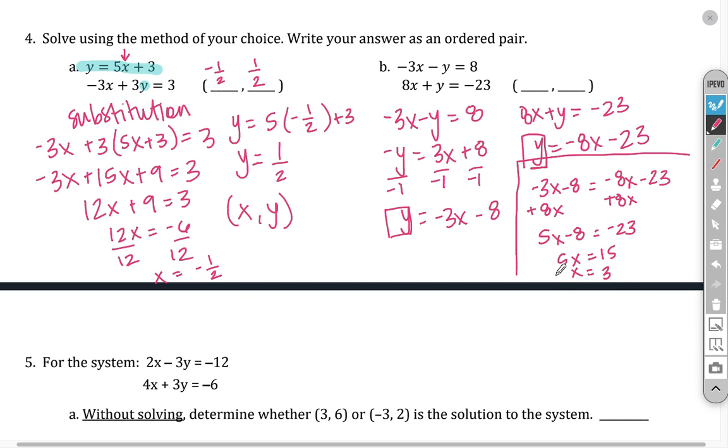All right, so now that we know x, we can plug in for y. So let's plug it into this one. I think this is going to be easier. So we've got y equals negative 3 times 3 minus 8. Negative 3 times 3 is going to give us 9 minus 8. So y equals 1. So remember, our ordered pair is x, y, so we're going to have 3, 1.